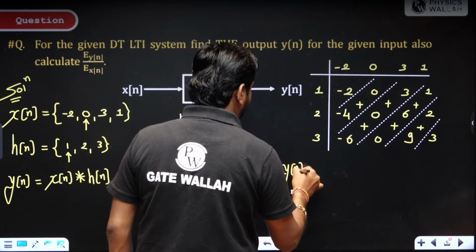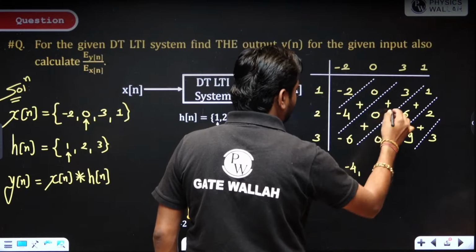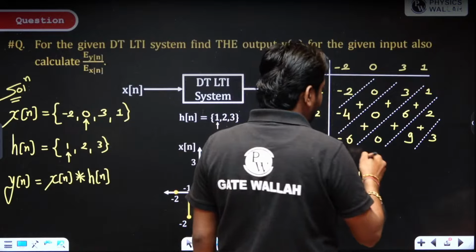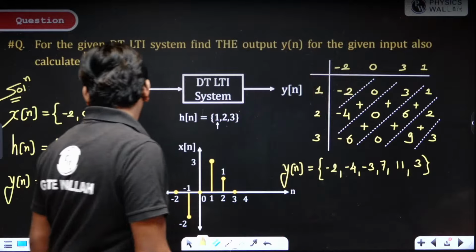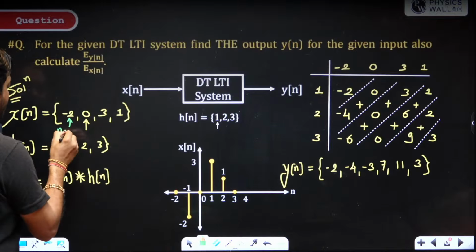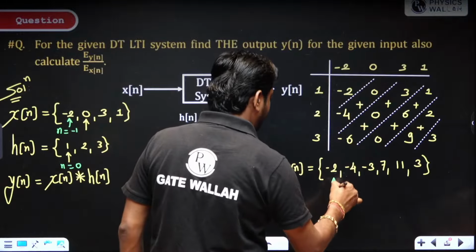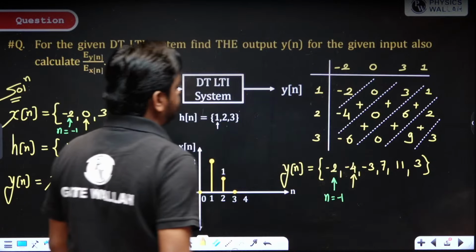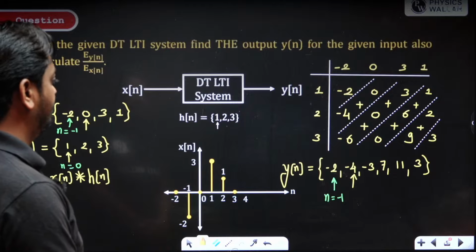So you will get y of n, which is equal to -2, -4, -3, correct? This is 7, 11 and 3. Just check once. Now see here, the lower limit of x is at n equal to -1 and the lower limit of h is n equal to 0. Sum of the lower limits 0 and -1, so the first sample will be at n equal to -1 and this sample will be at the origin, -4. Just check once, guys: -2, -4, -3, 7, 11 and 3.